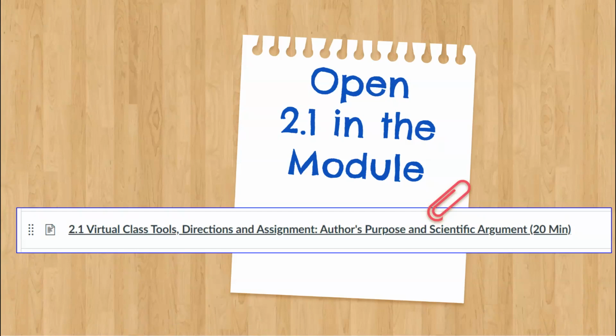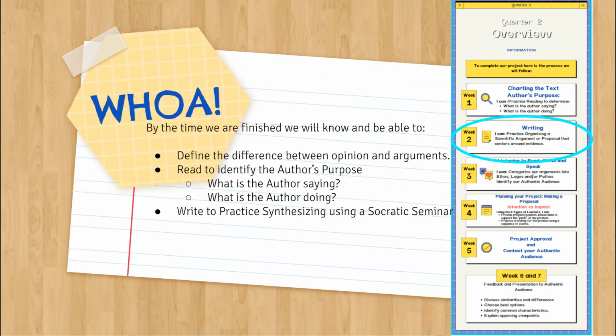Your assignment for this week's virtual class is in module 2.1. In that assignment, you'll be practicing these skills. First, we define the difference between an opinion and an argument using a Kahoot. We read to identify the author's purpose, what the author is saying, and what the author is doing, and then we practice synthesizing those 2 skills and those 2 questions by engaging in a Socratic seminar.